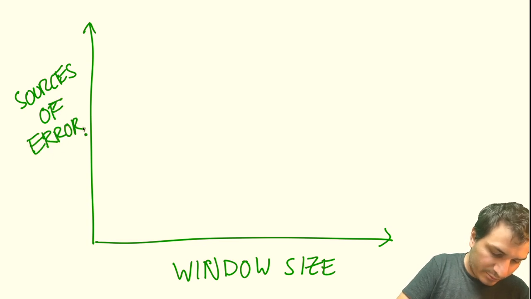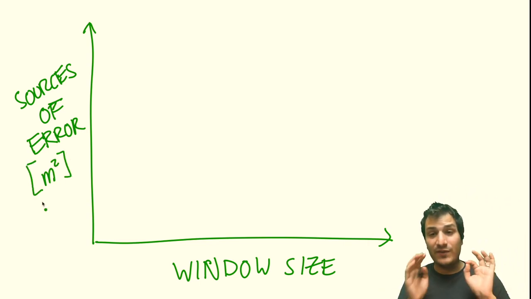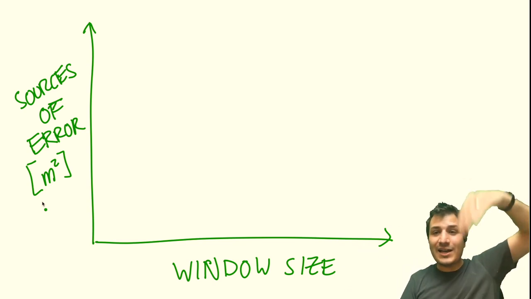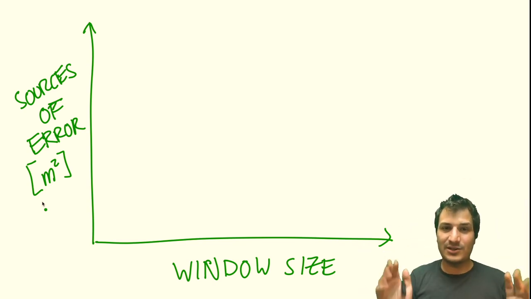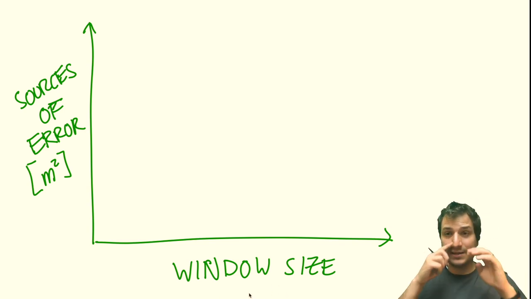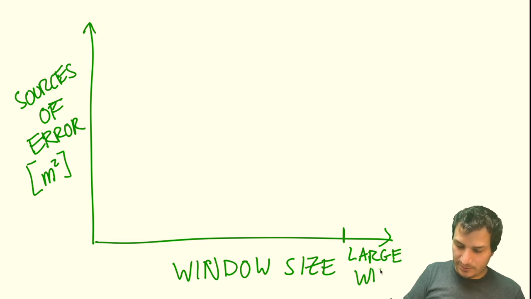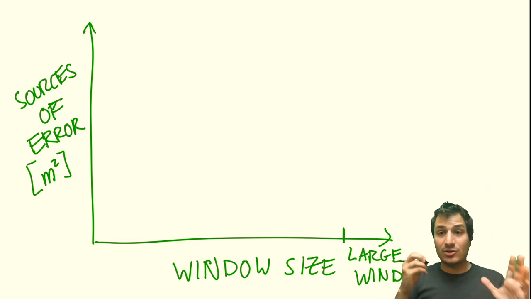Okay, and the sources of error really has units of meters squared, right? So it's either going to be variance, which has size meter squared, or the bias squared, right? Because a bias below or a bias above are both bad for us. We want to square that and see what it is. So the window sizes that we did, we started with the large window. Let's do this over here. Large window.